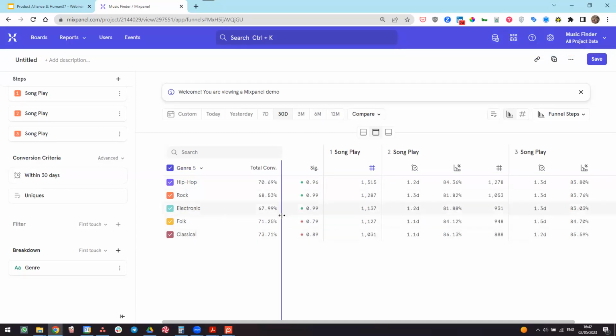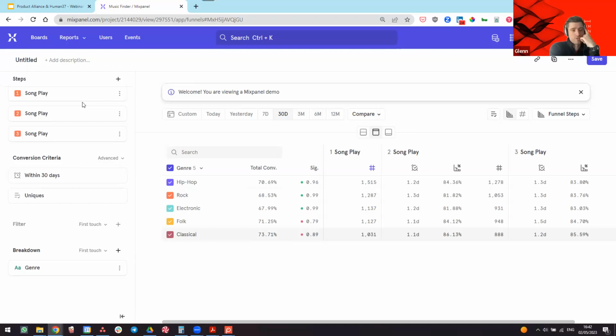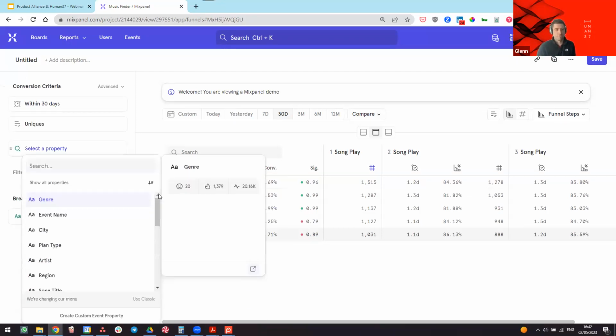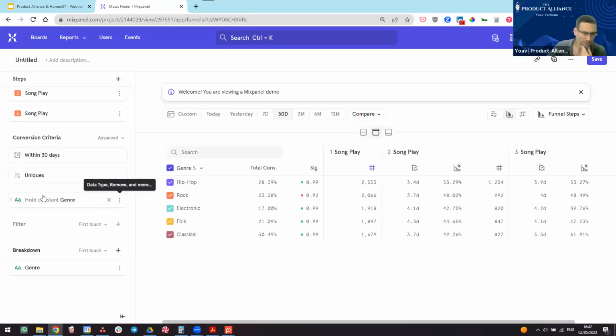But this breakdown is for the first event, right? For step one. Yeah, this is for the first event, but I can always change it for each one individually. Yeah, you can also keep it stable, saying that if the first genre is hip hop, then show me the rest of the funnel, song played for hip hop genre. Yeah, exactly. I don't know if you've seen it, but I've added hold constant the genre property, so it stays the same.